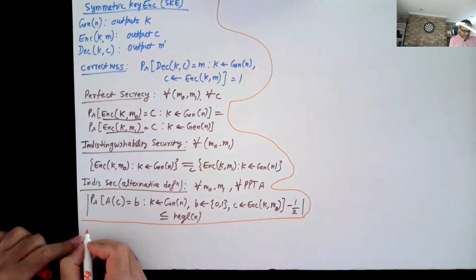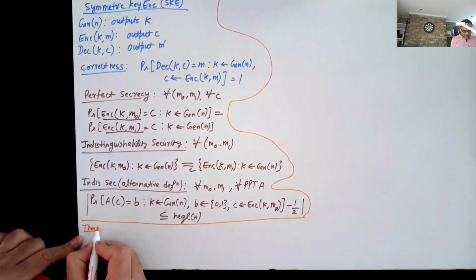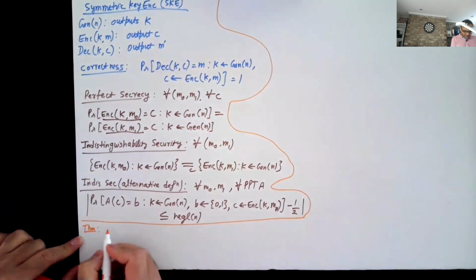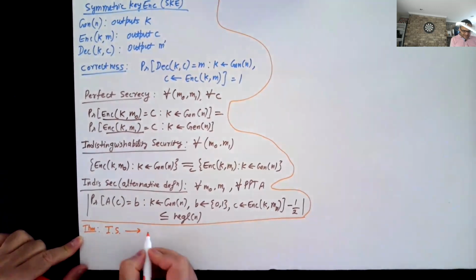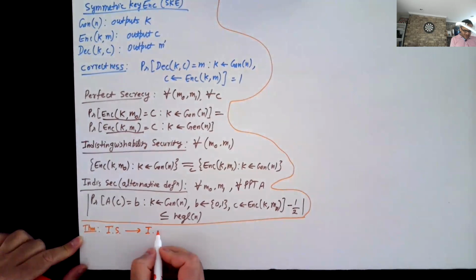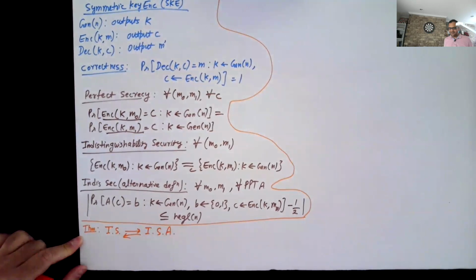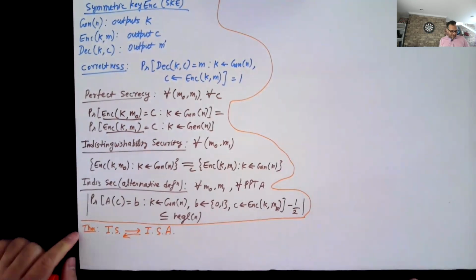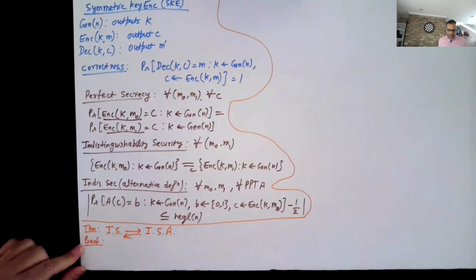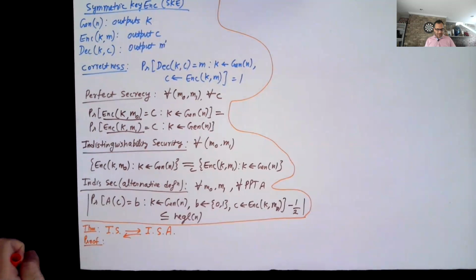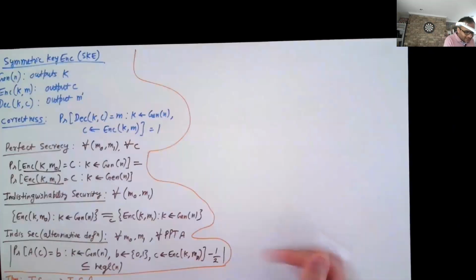So the statement is: indistinguishability security implies indistinguishability security alternate definition, and vice versa. I'm just inventing my own notation here. So how are we going to do it?